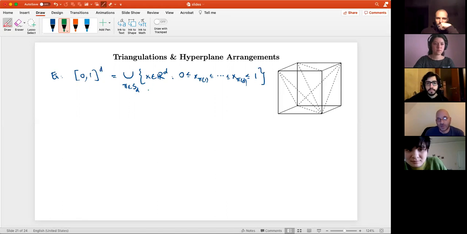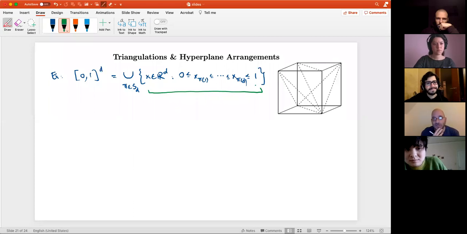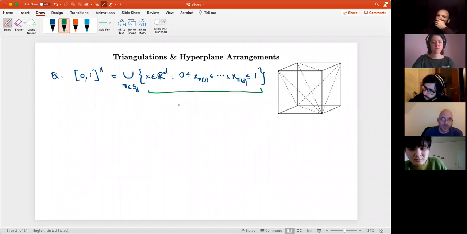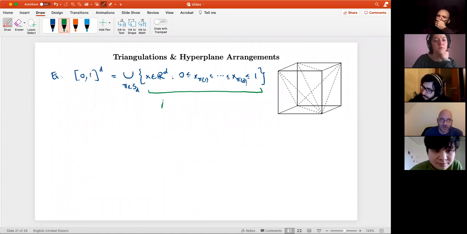Now you look at this and you say, well, this is a d-dimensional object with d plus 1 inequalities. Whoops, it's a simplex. So this turns out to be a triangulation. Maybe we should give this a name, like let's call this delta pi, for the permutation.